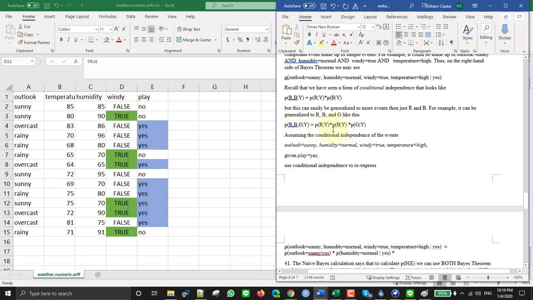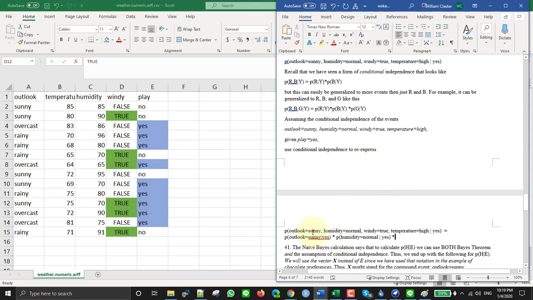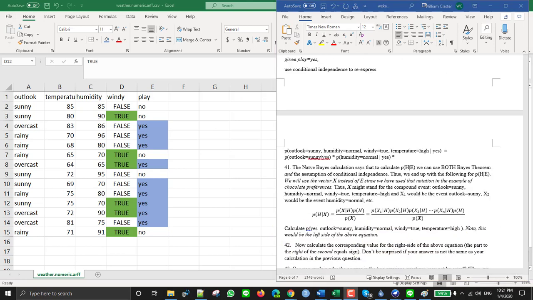Again, we went through this in class. So it means that we can write the probability of R given Y times the probability of B given Y, times G given Y. So it's outlook equals sunny given yes, humidity equals normal given yes, windy equals true given yes, temperature equals high given yes. So what did they ask us to do? Use conditional independence to re-express this. So you would write it, this equals this string here. I'm not going to finish the last 2.